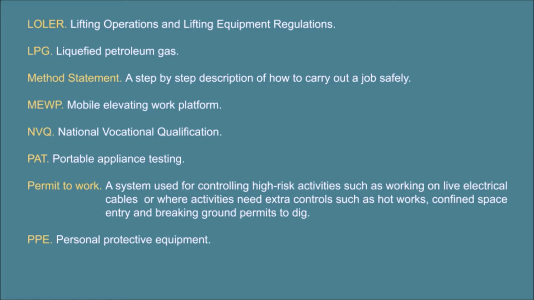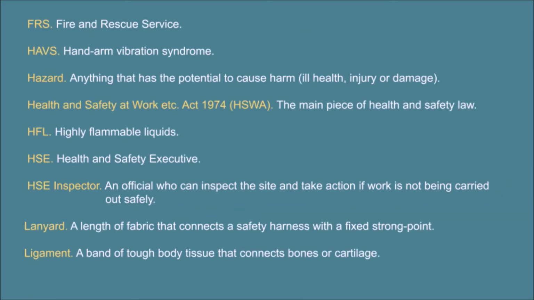MEWP. Mobile Elevating Work Platform. NVQ. National Vocational Qualification. PAT. Portable Appliance Testing. Permit to Work. A system used for controlling high-risk activities, such as working on live electrical cables, or where activities need extra controls, such as hot works, confined space entry and breaking ground, permits to dig. PPE. Personal Protective Equipment. FRS. Fire and Rescue Service.